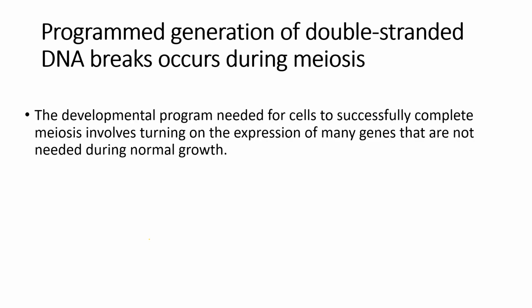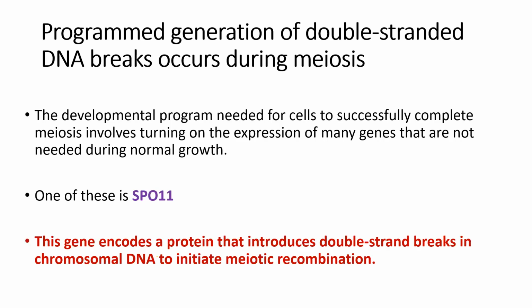The developmental program needed for cells to successfully complete meiosis involves turning on the expression of many genes that are not needed during normal growth. But to successfully complete meiosis, these genes should get turned on. One of these is SPO11. This gene encodes a protein, SPO11, that introduces double-strand breaks in the chromosomal DNA to initiate meiotic recombination.